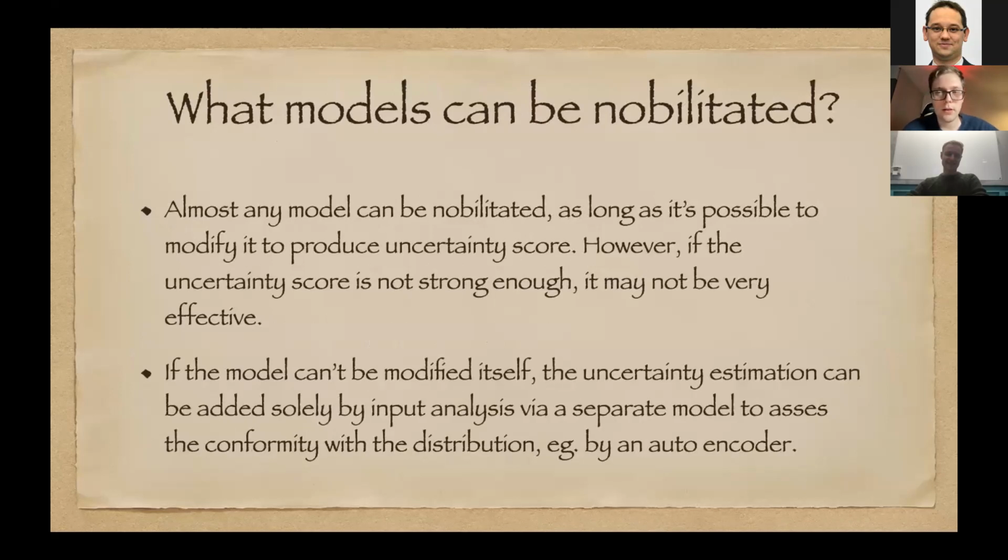What models can be nobilitated? In an easy way, a model that is based on neural networks, deep neural networks, can be very easily altered just by adding a dropout layer, which I will talk about in detail later on. But if the model is not based on neural networks, we also have a few options that we can use. For example, we can measure the conformity of the input with the distribution. But in this case, the major problem is that typically they are less efficient. So this type of uncertainty estimation is not always able to provide us with strong enough insights, so we can automate a lot of work. Maybe we can just automate some of the work.